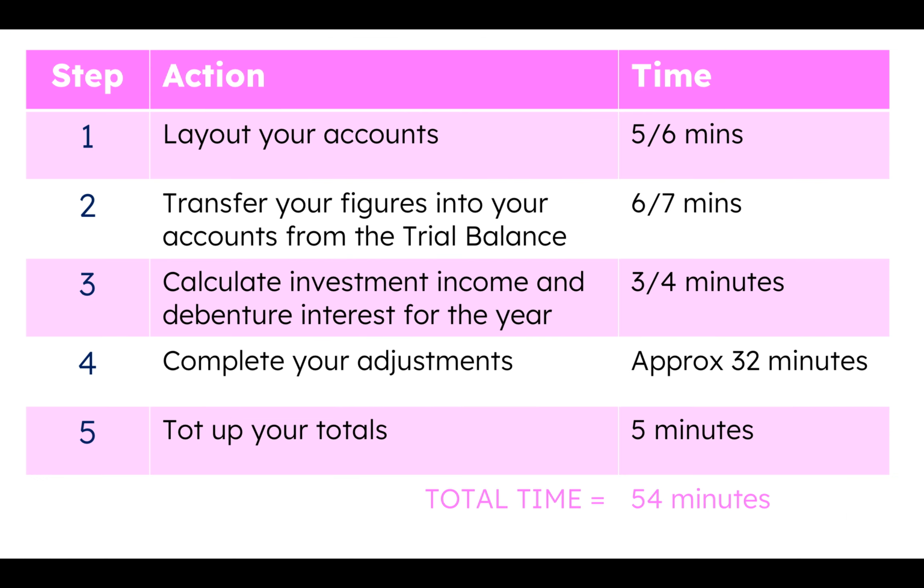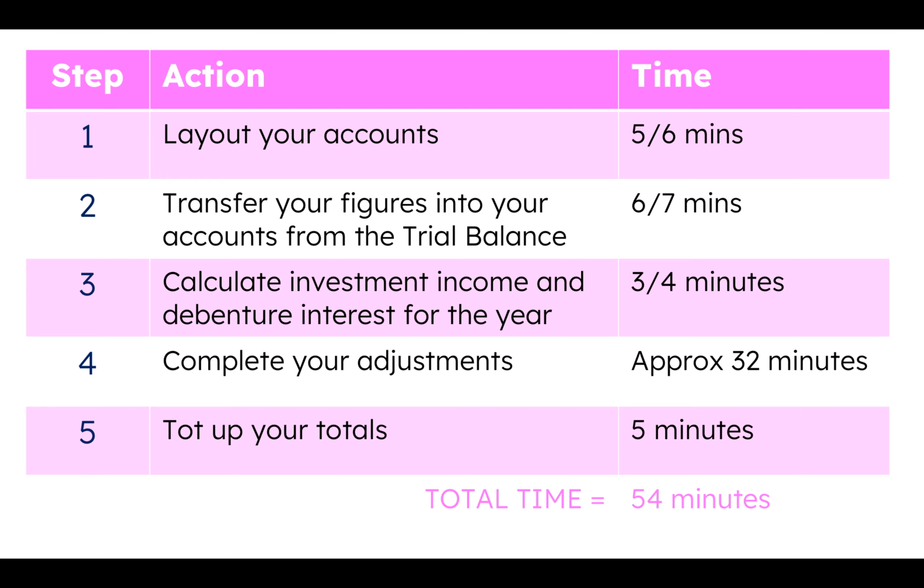So again, we've got 5 steps. Step number 1, we lay out our accounts, and that should take us 5 or 6 minutes. Step 2 is we transfer the figures from the accounts into the trial balance. That'll take 6 or 7 minutes. Step 3, we'll calculate investment income and debenture interest for the year, and that'll take 3 or 4 minutes.